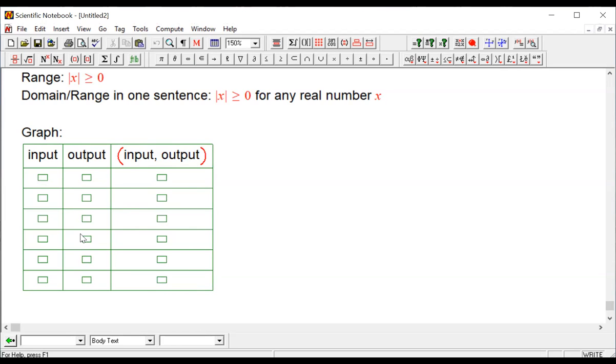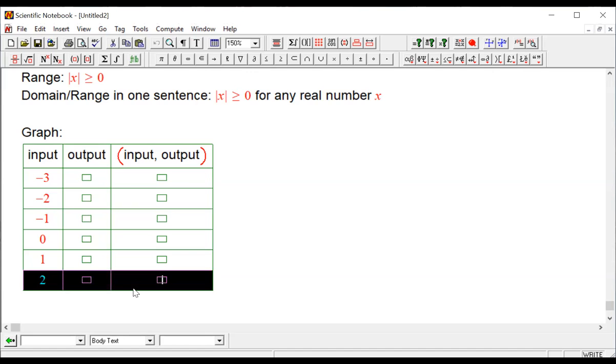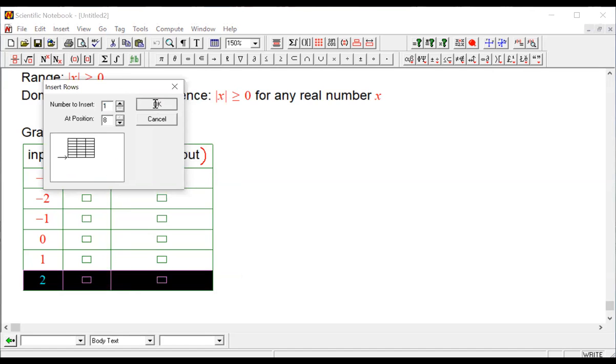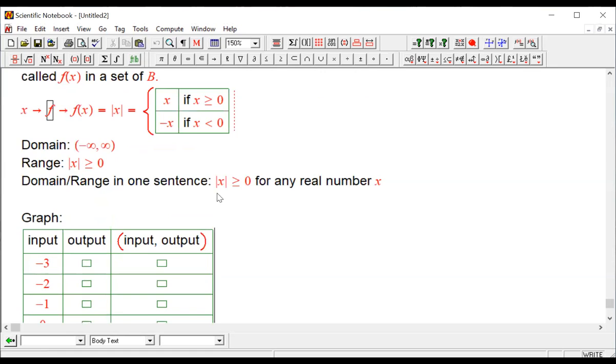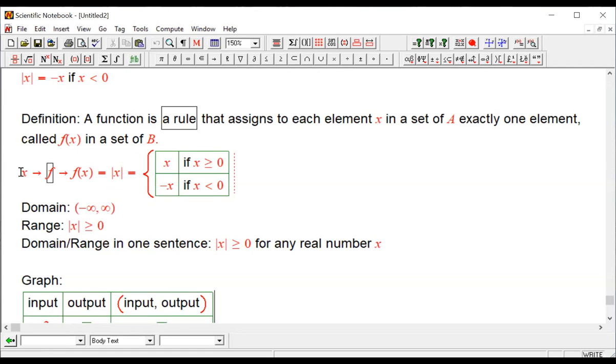Okay, so what are the points? We're going to choose some positive numbers, some negative numbers, and some 0. You can say -3, -2, -1, 0, 1, 2. If you like, we can do 3, but we don't have to. Just to have a little more points. The input, output: how do we get the input, output? We can use this expression.